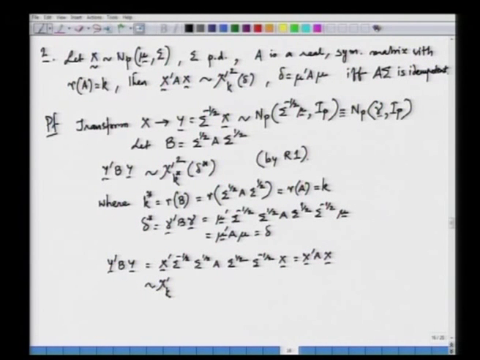Now, instead of saying k star, and instead of saying delta star non-centrality parameter, I would say it is delta. That is nothing but a non-central chi-square with k degrees of freedom, non-centrality parameter as mu transpose A mu, if and only if B is idempotent.